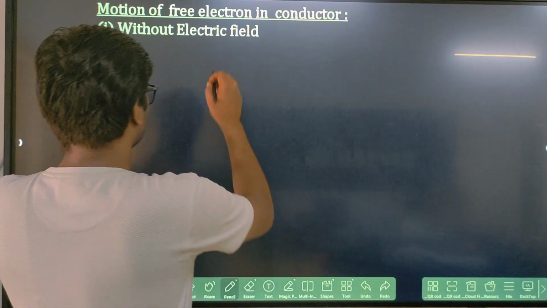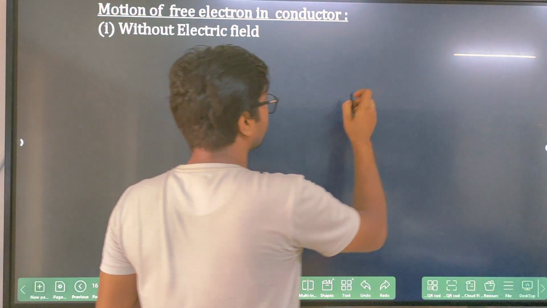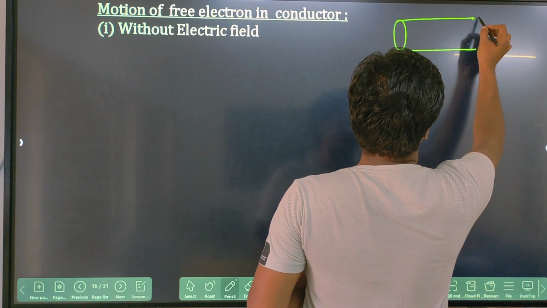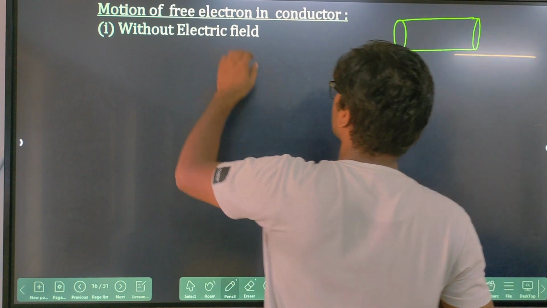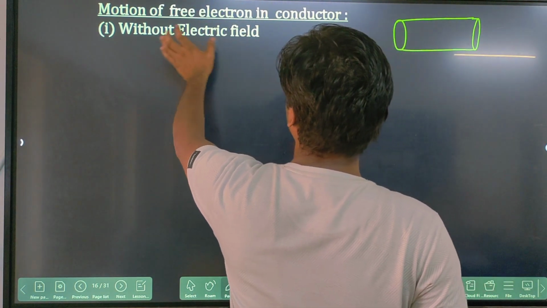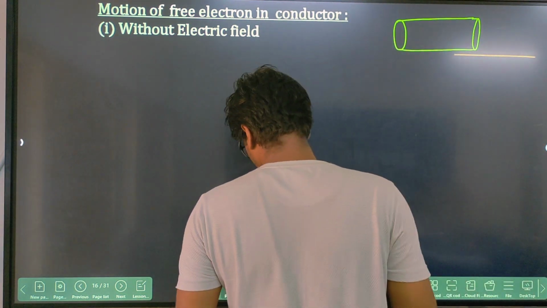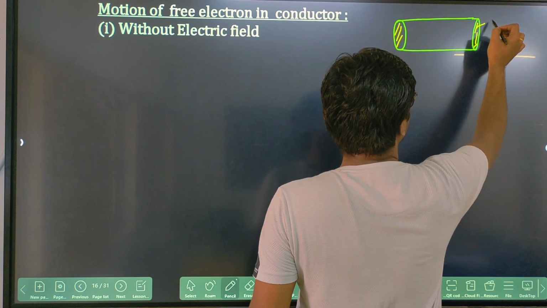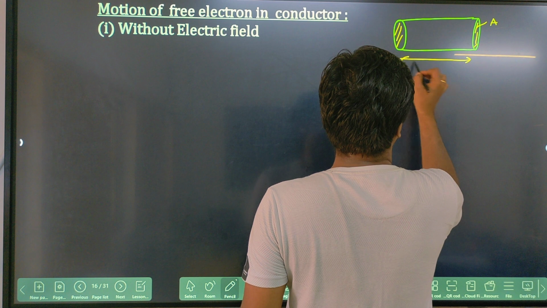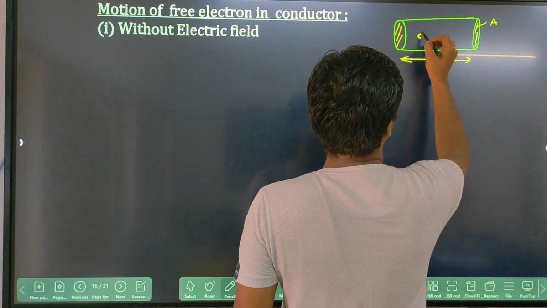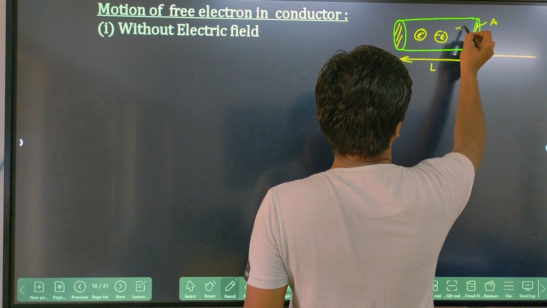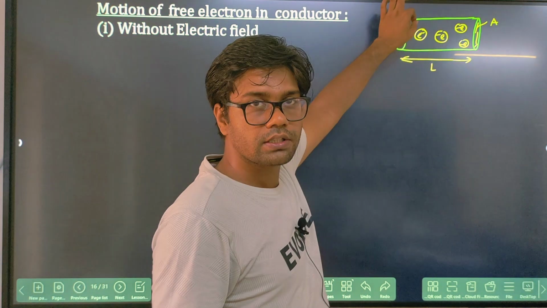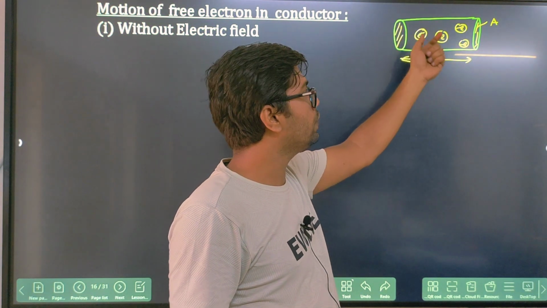So we'll see the motion of free electrons in a conductor. Let's take a conductor here, and we'll talk about the motion of free electrons in a conductor without any electric field. This is the area of the conductor and this length is L, right? Inside this conductor there are many free electrons, and these free electrons are moving randomly.